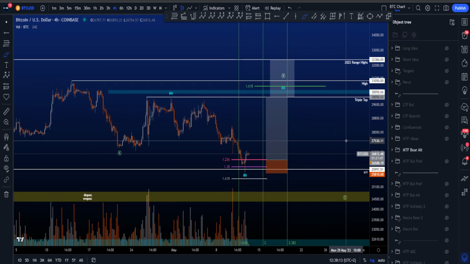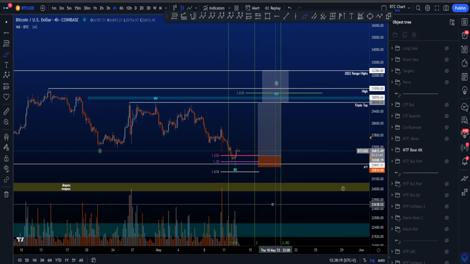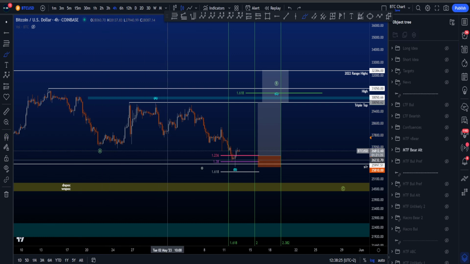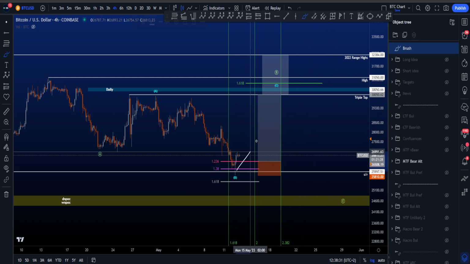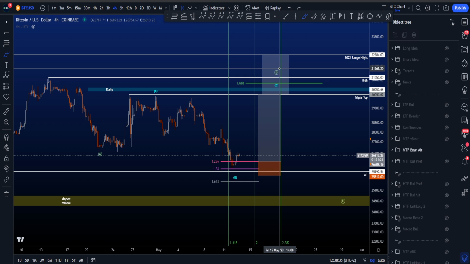The main reason this is an alternative scenario at the moment is because of the time it takes to develop wave B. Wave B at the moment is taking quite some time. It already takes 161% of the time it took to develop wave A, which is not necessarily a problem, because wave B can take a lot longer even. But yeah, this last leg to the upside and then this potential wave B, it needs to happen, right? Like it needs to pick up.